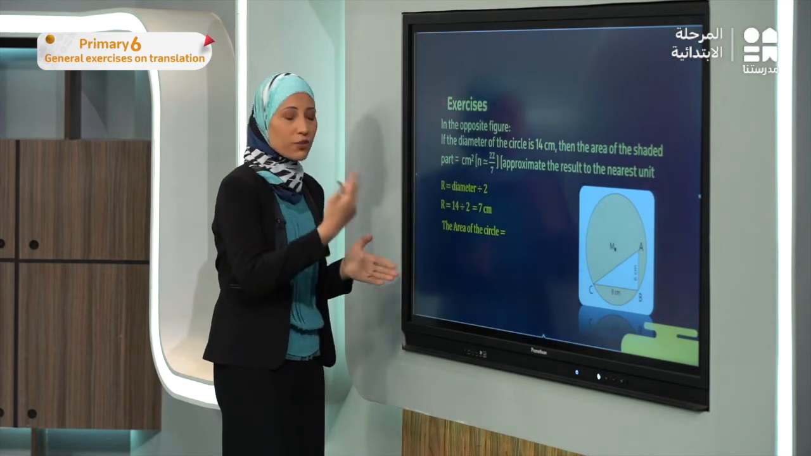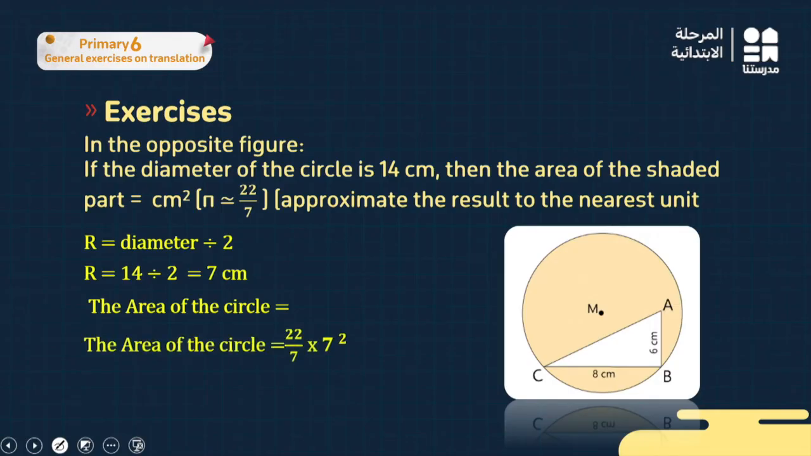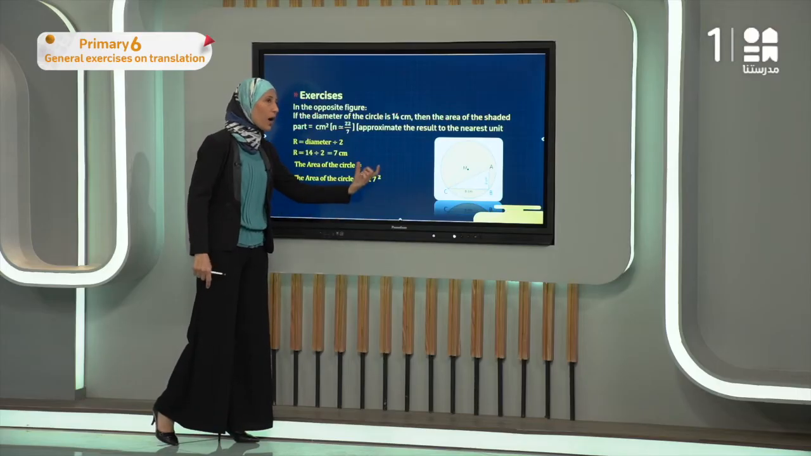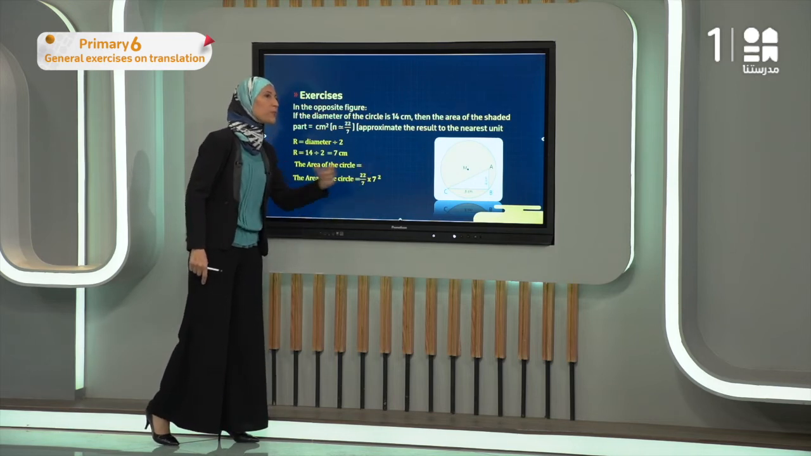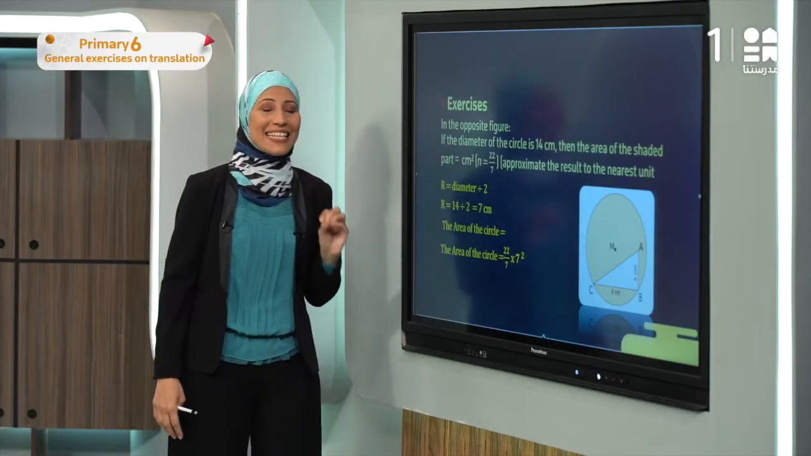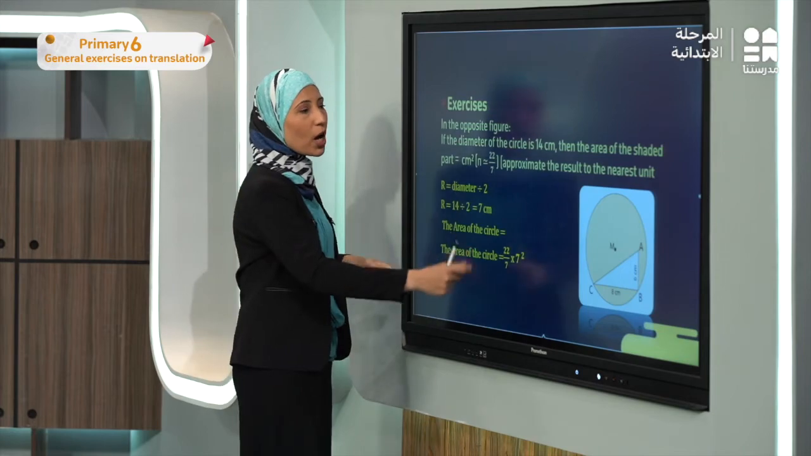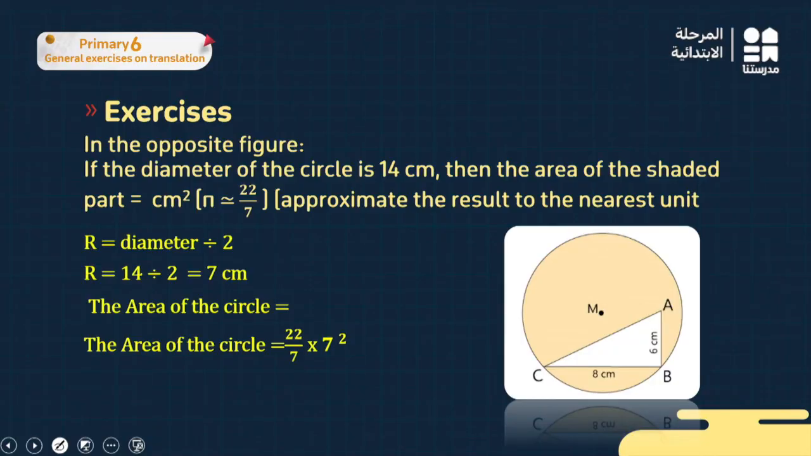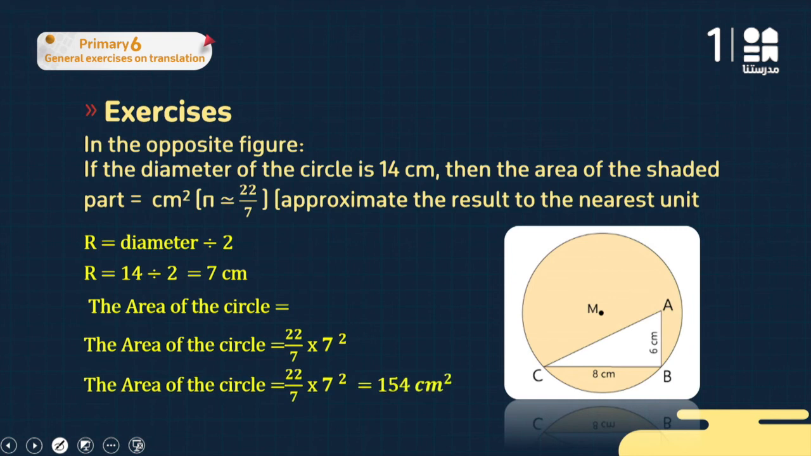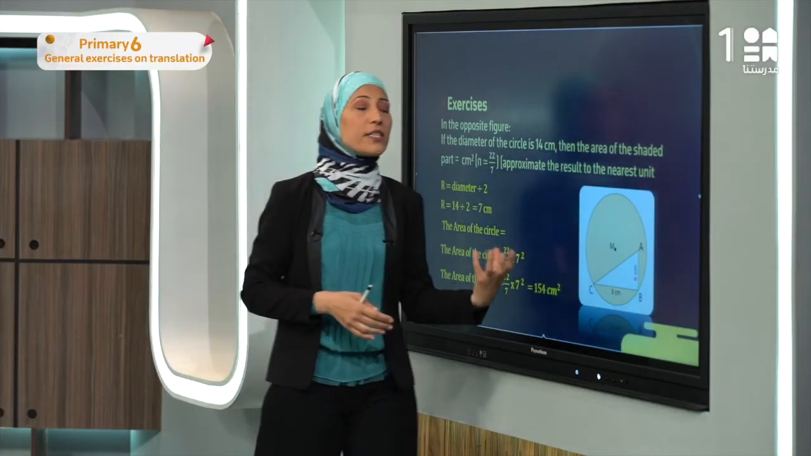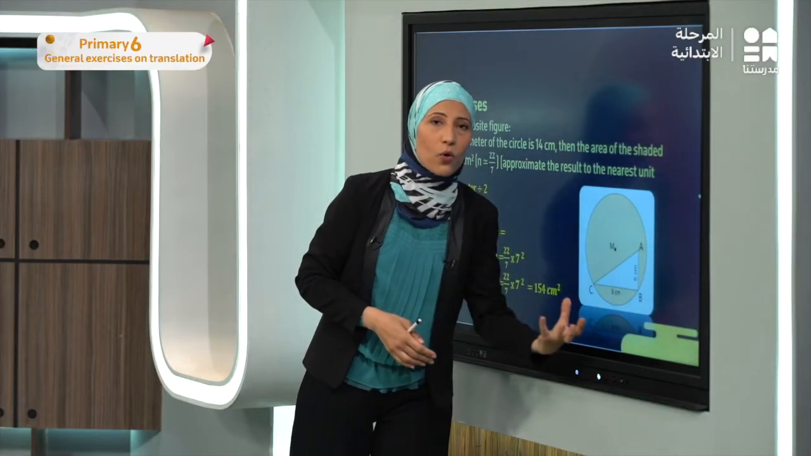Now, the area of the circle. Let's remember the rule of the area of the circle. It was pi times radius power of 2. This is my rule, so I need a radius to find my area. Pi, he already gave it to me as 22 over 7. I will write my rule, 22 over 7 times 7 power of 2. By calculating it, I find that my area is 154 centimeters square. So this is the whole area of the circle.